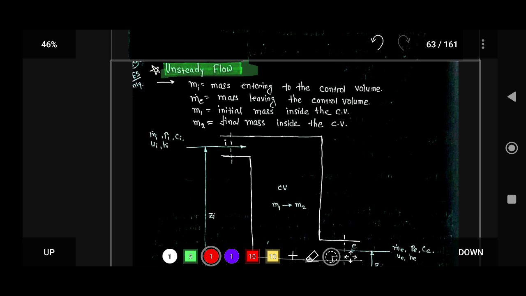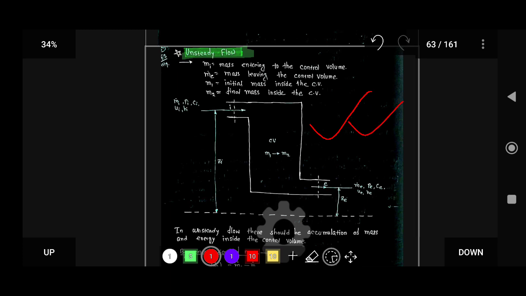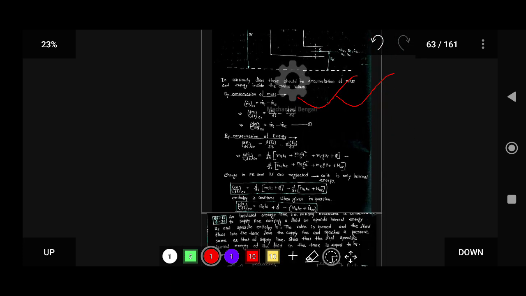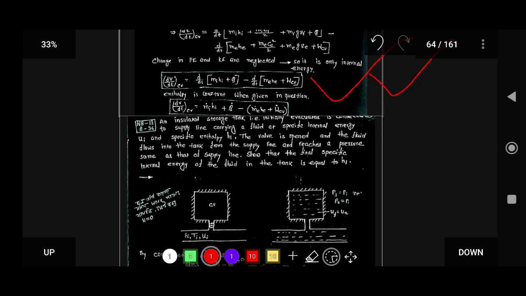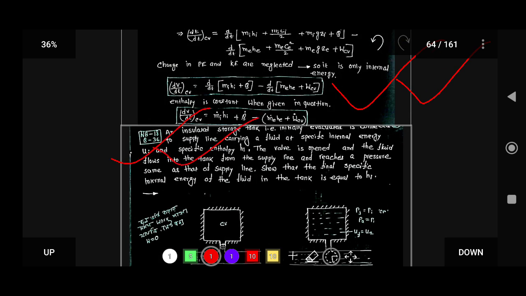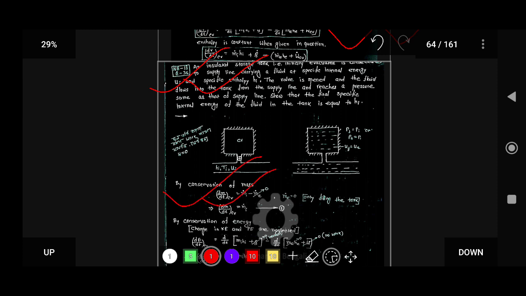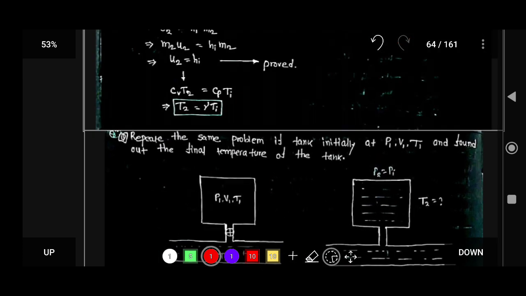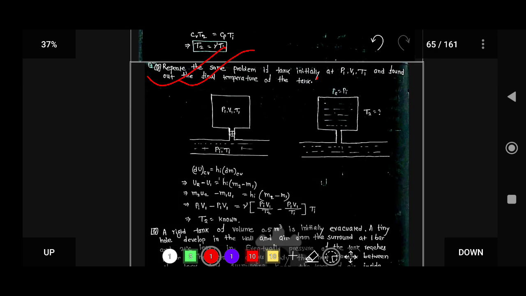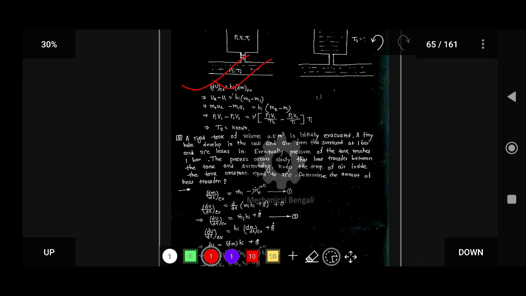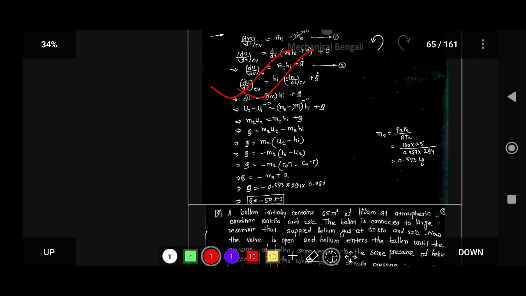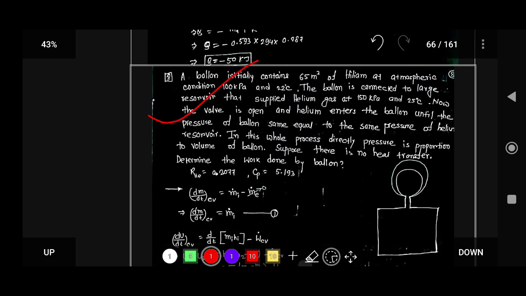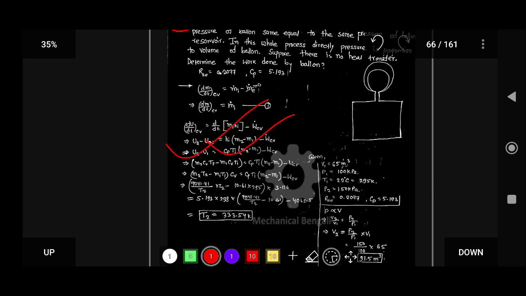My handwritten notes are given in the description. You can just read what is written here. Okay, that is not important from the GATE point of view. And here is an unsteady flow question and the answer is also there. Here is the same kind of question and the answer is also there. There is another question and another answer, and another question and another answer.